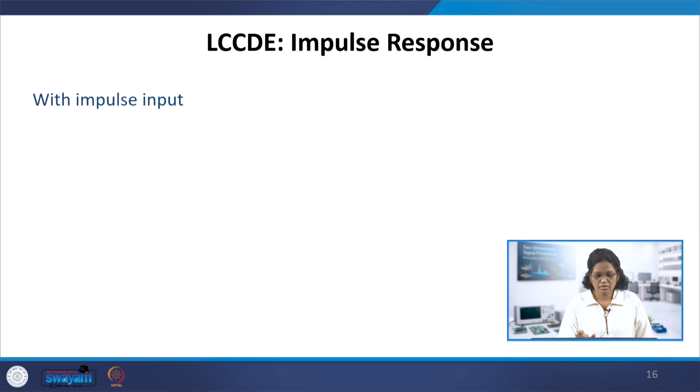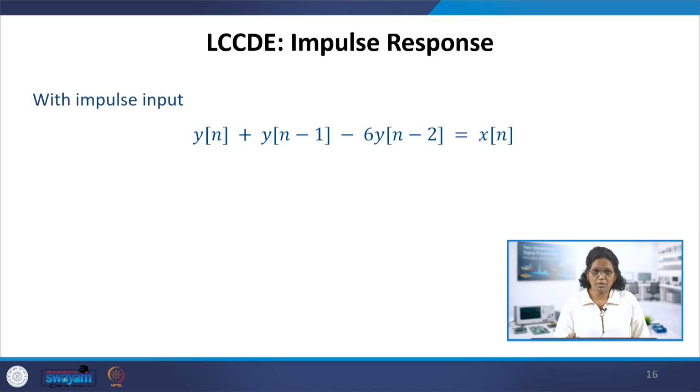So, when we take this LCCDE with impulse input, the example which we took, y of n plus y of n minus 1 minus 6 y of n minus 2 equal to x of n. To get the impulse input, this x of n should be del of n, that is impulse input, then this is going to give h of n. For which the h of n we got here is alpha 1 into minus 3 power n plus alpha 2 into 2 power n. If you recall, this is nothing but the complementary solution. So, that complementary solution is this impulse response.